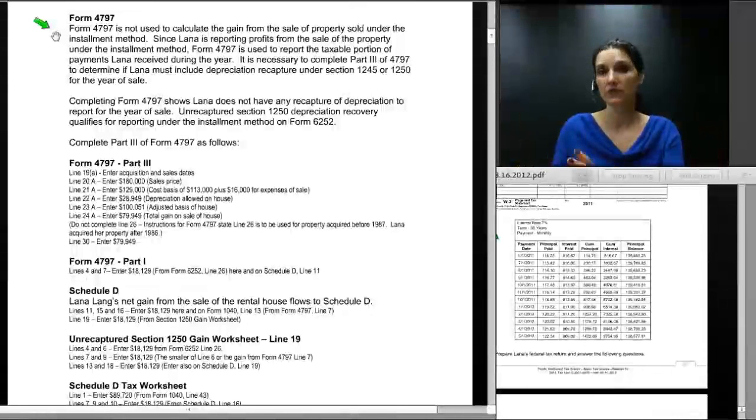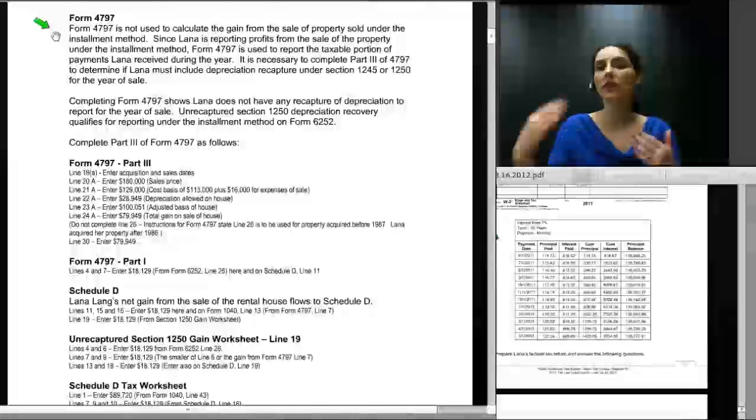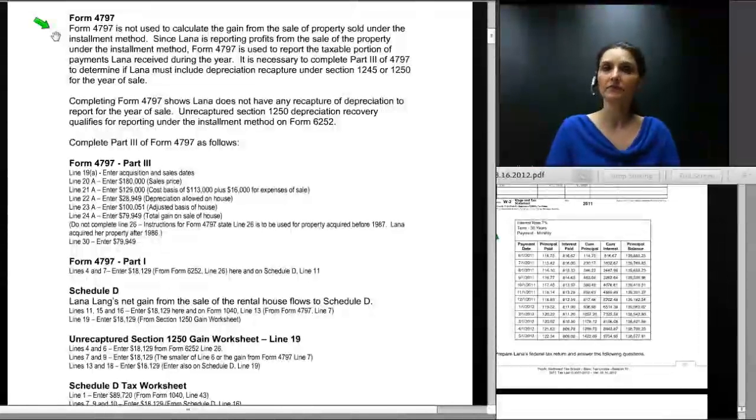The only thing we use the 4797 for is to show the prior depreciation claimed. And because this is real estate where depreciation has been claimed, it's been sold long term, we're going to complete Part 3 in page 2 of Form 4797. We're then going to figure the gain or loss, and in this case we know it's going to be a gain, on the 6252. The final figure for income for the year carries through to the 4797 from the 6252. And then on to the Schedule D and the capital gain worksheet, and finally the 1040 form.